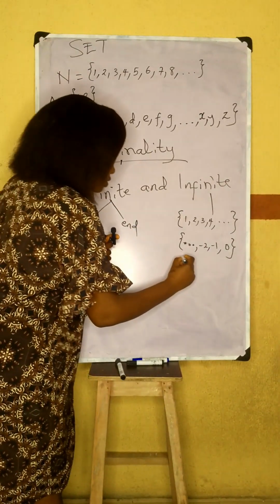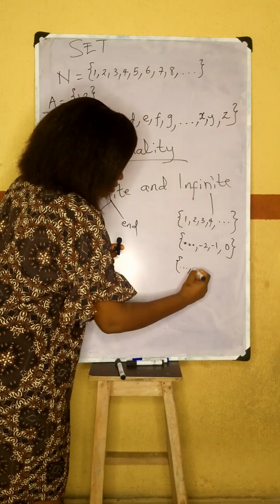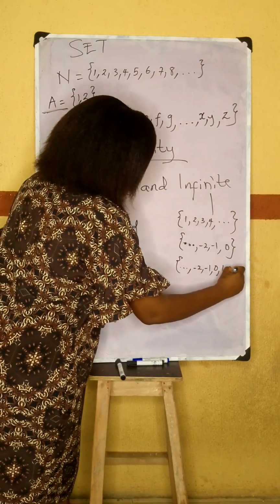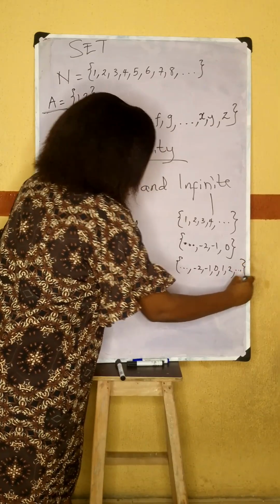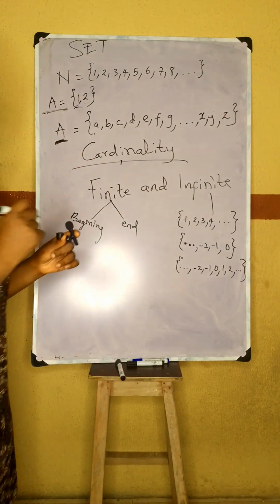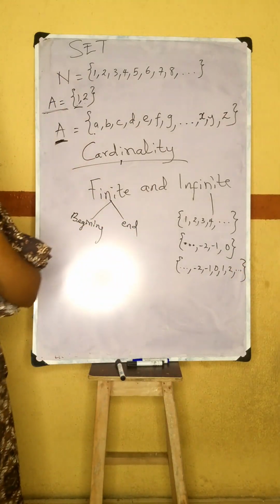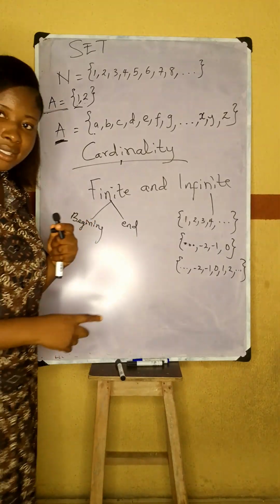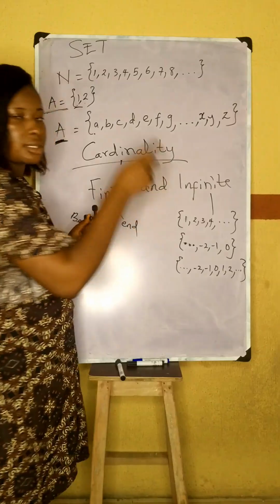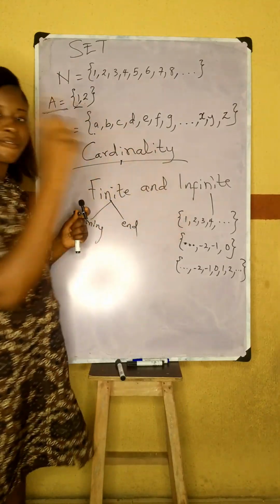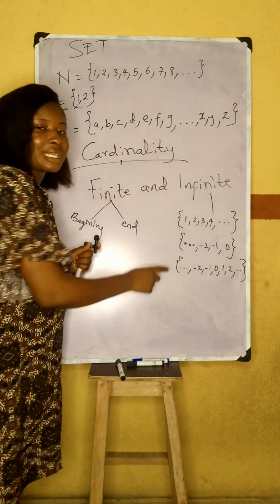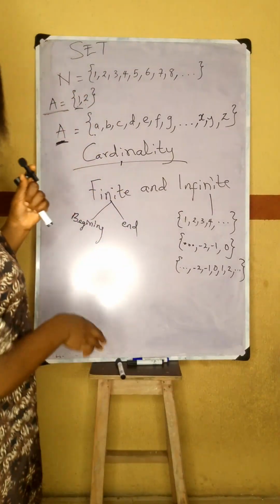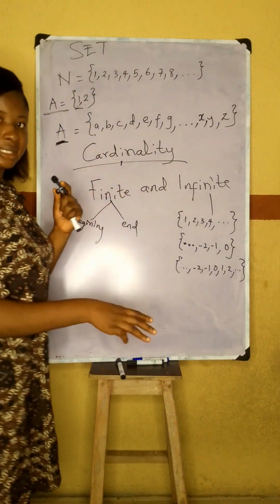Another example is if I also have -2, -1, 0, 1, 2. Now this one, I don't know the beginning. I don't know the end. So it's also infinite. So when you don't know the end, it's infinite. When you don't know the beginning, it's infinite. When you still don't know the end and the beginning, it's also infinite. So this is what we call finite and infinite sets.